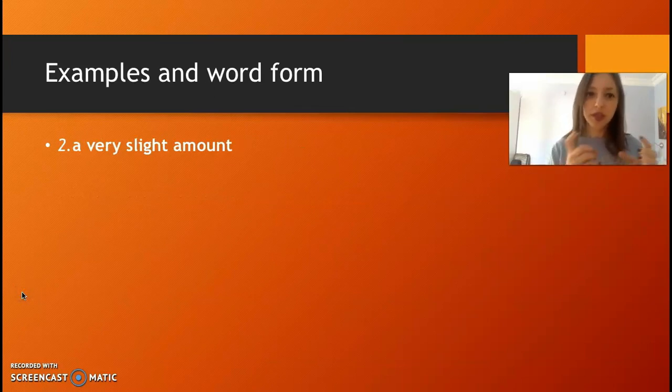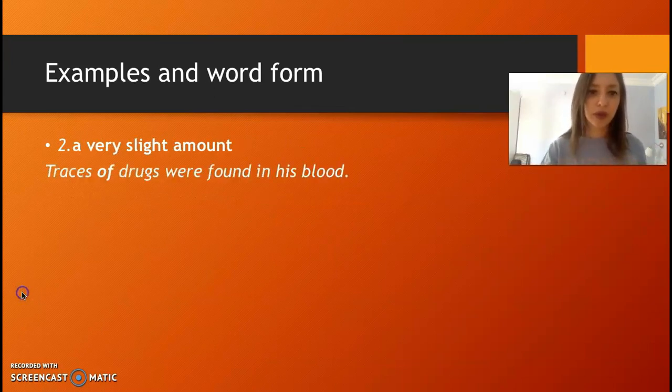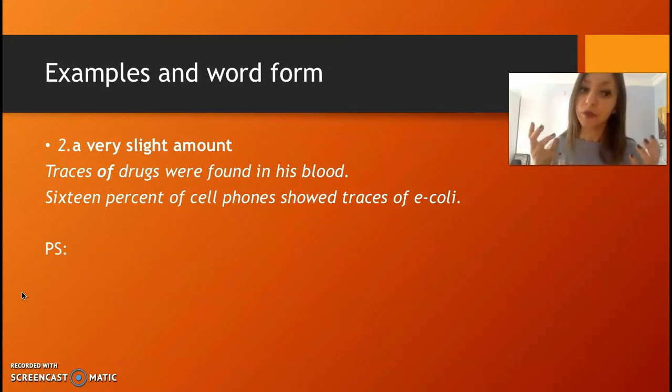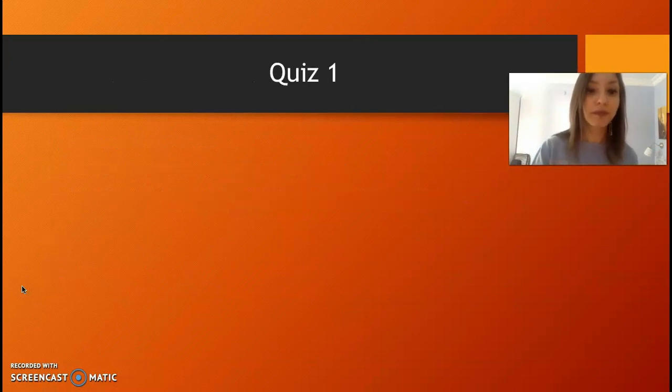Remember the second definition? A very slight amount. For example, traces of drugs were found in his blood. Very small amounts of drugs. 16% of cell phones showed traces of E. coli. Cell phones are really dirty things. Part of speech of trace. Of course, it's a noun. We even made it plural, right?